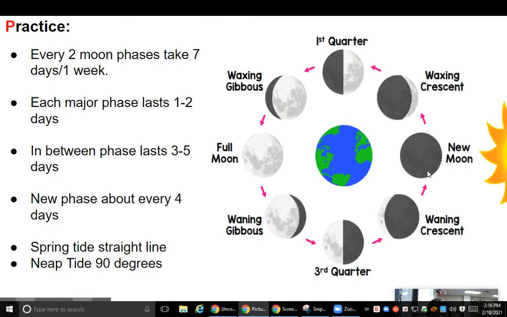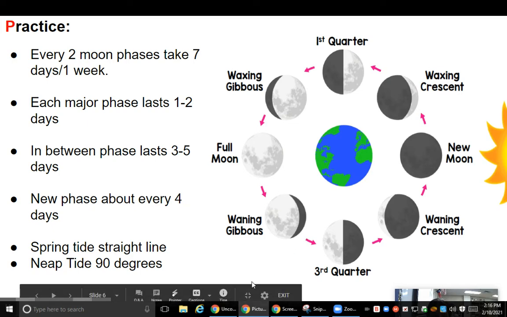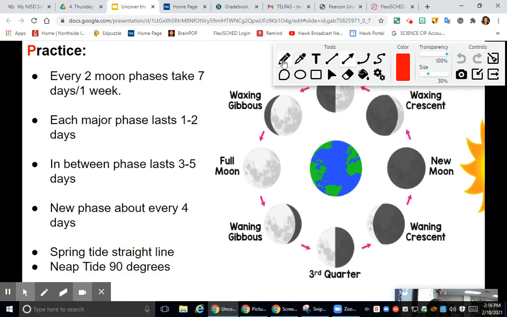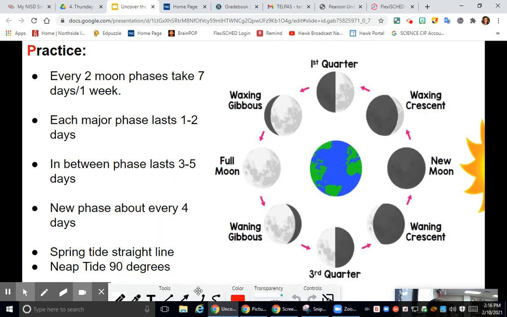Let's practice. Every 2 moon phases takes about a week. So let me minimize and get my web paint and show you a little more in detail. Every 2 moon phases takes 7 days or 1 week. So if I'm here on a new moon, 1, 2, that's a week or 7 days. Again, 1, 2, another week. So for the moon to do a revolution around the earth, it takes 4 weeks or 1 month.